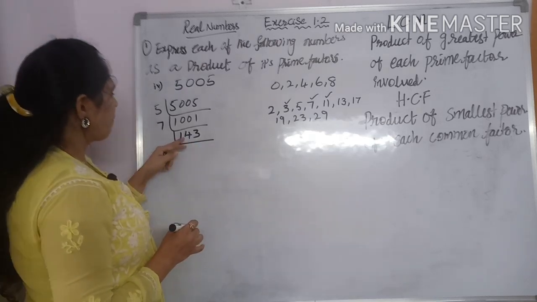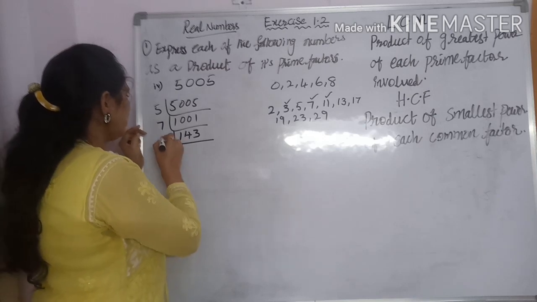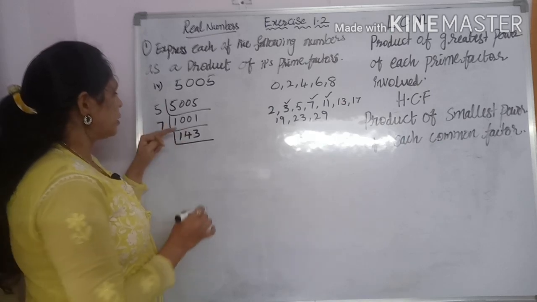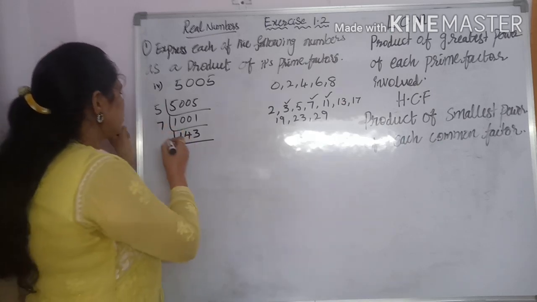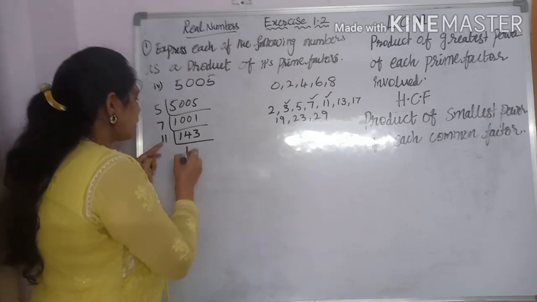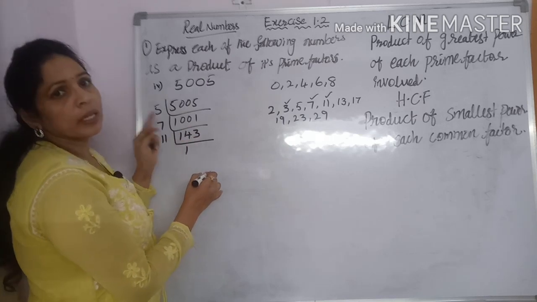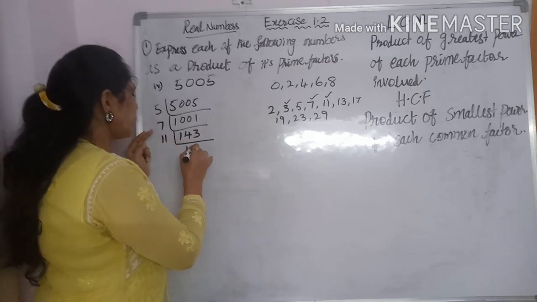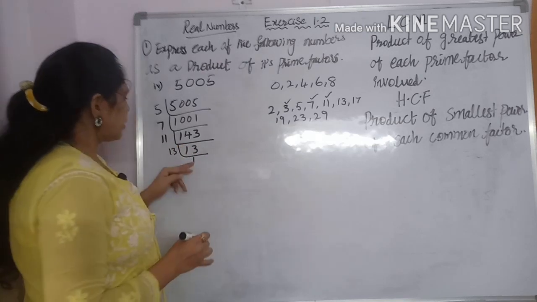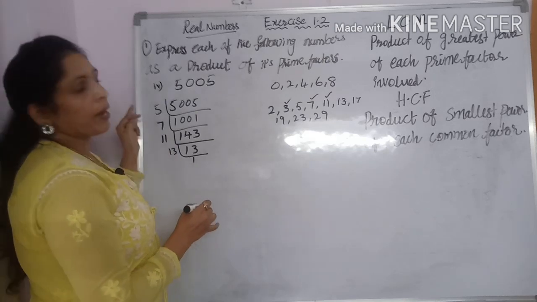Now check the divisibility rules. Let us check with 11. 11 ones are 11. Remainder is 3, 33. So 11 3's are 33. So we can take 11. 11 1 time 11, 3 is remainder. It becomes 33. Then 11 3 times. Here we got prime number. When you get 1, then stop this process and write all these prime factors.